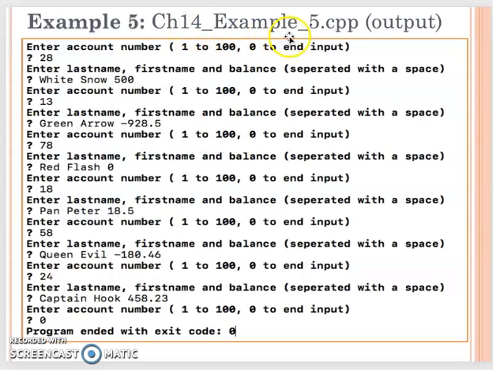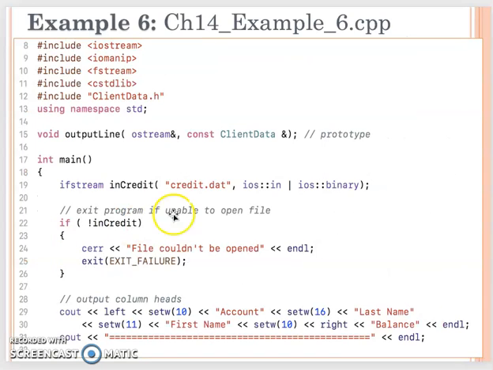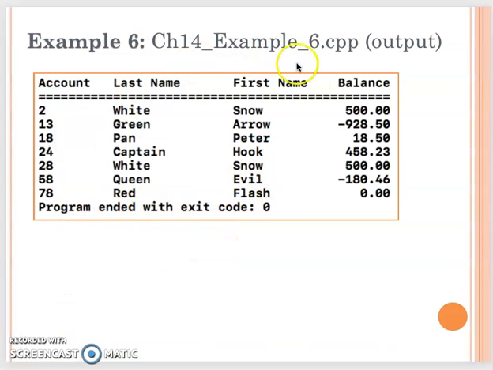So that's why I continue. After example 5, where we update all the data, the next one is how about we print out all the information from our binary file. In our example 6, after you update our credit.dat file, how about we print out all the information? Here you will see the output. We will try to get one by one.